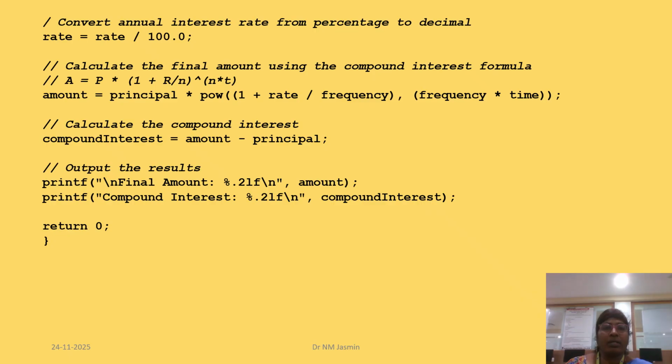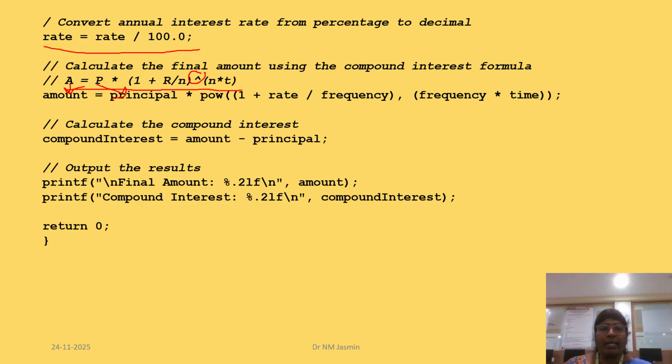If you continue this program, now convert the annual interest rate from percentage to decimal, this is the expression. And finally you can calculate the final amount using the compound interest formula. Here A is the amount, P is the principal, and we multiply by 1 plus rate by frequency, raised to the power of frequency times time, so that is in power.